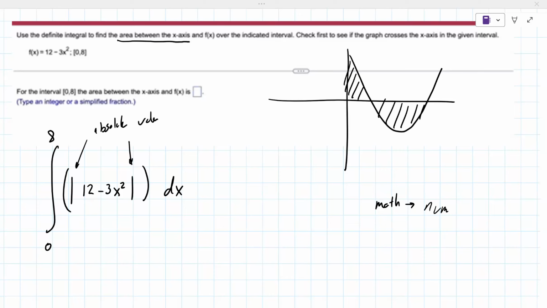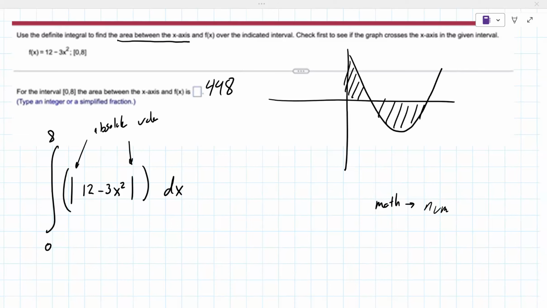0 to 8. Absolute value. Okay, I got 448. You got 448? Yeah. Good. It's really good that you're trying to do these with me. That's the key to being able to do it on your own.